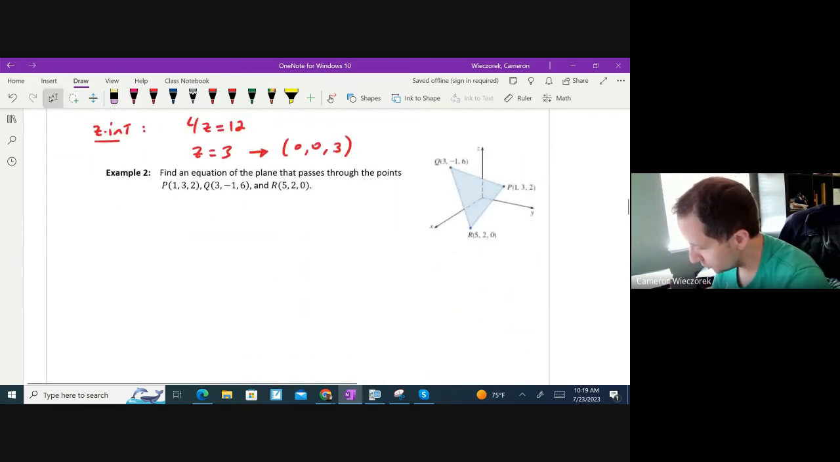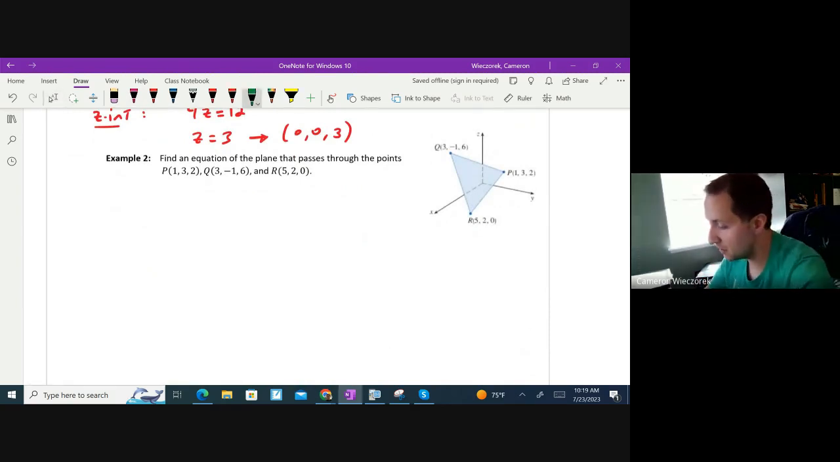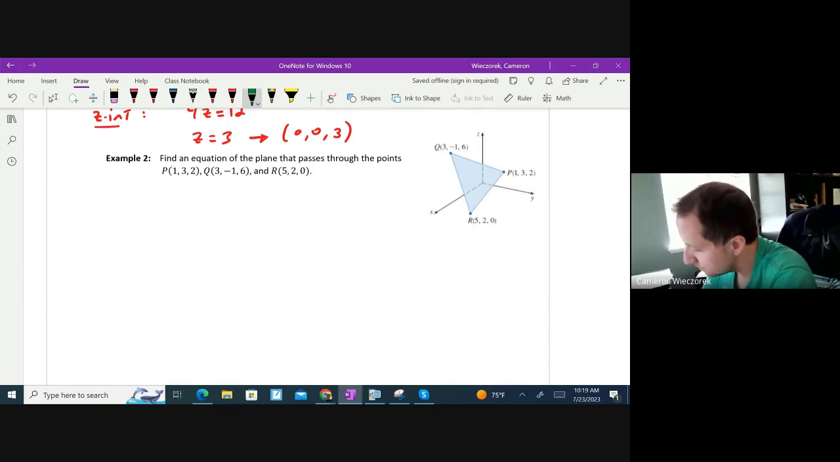Okay, I mentioned this before. Sometimes they will not give you a normal vector, and you have to find it yourself. Find an equation of the plane that passes through the points 1, 3, 2, 3, negative 1, 6, and 5, 2, 0. And I graphed it over here so you can at least get a little visual. So in this case, we have 3 points on the plane. So what do we need to make the equation of the plane? We need a point on the plane, and we need a normal vector.